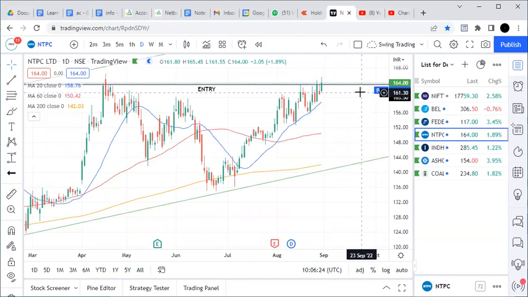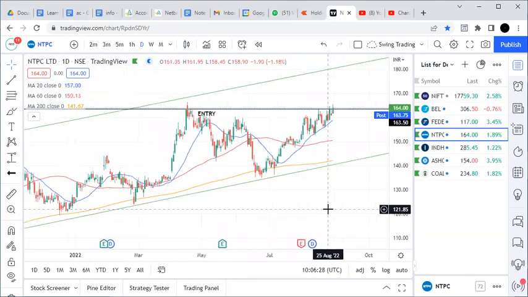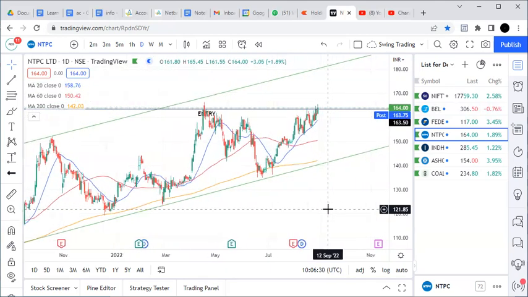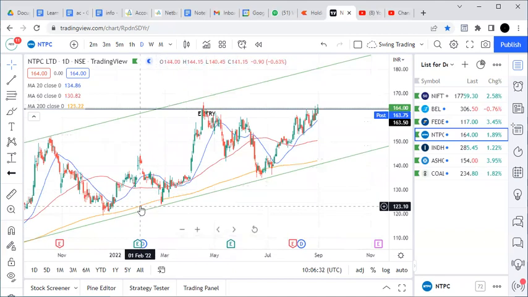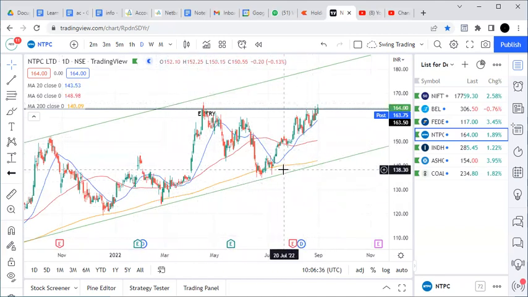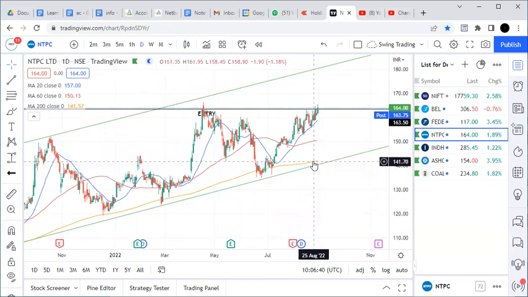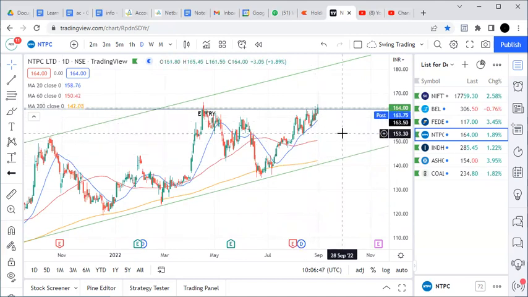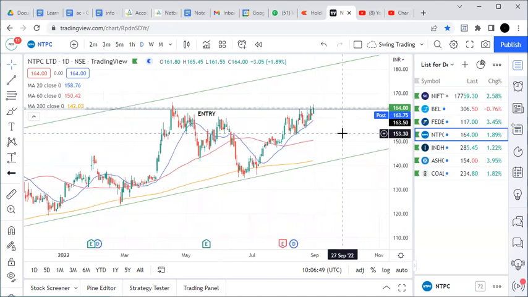Okay, NTPC Limited. Let me show you some of the things that look good for that. The channel pattern is being respected. See the up and down, up and down, up and down move. And here is the 200 period moving average, and the 60 is above that, 20 is above the 60, and the stock price is above the 20. All of those looking good.